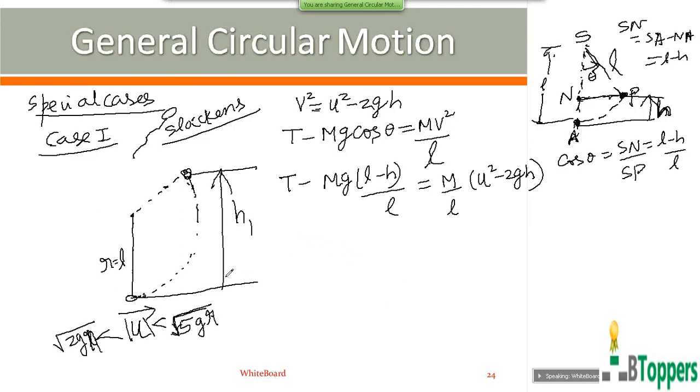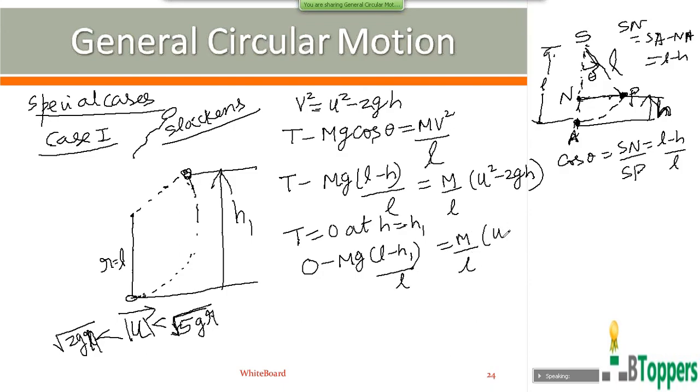So we want to find the vertical height above the lowest position at which the tension in the string becomes 0. We assumed that at height h equal to h1. So you can take T equal to 0 on the left side and h equal to h1 on both sides of the equation. So this we can solve for h1.